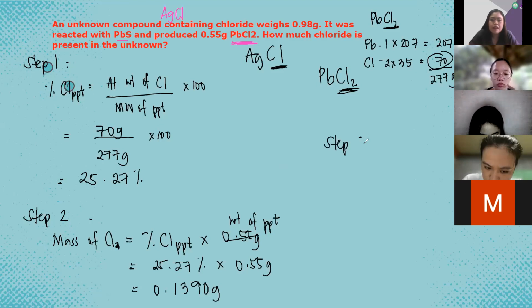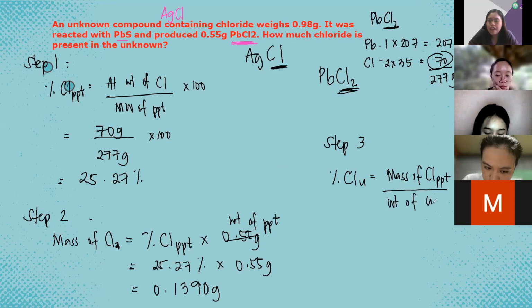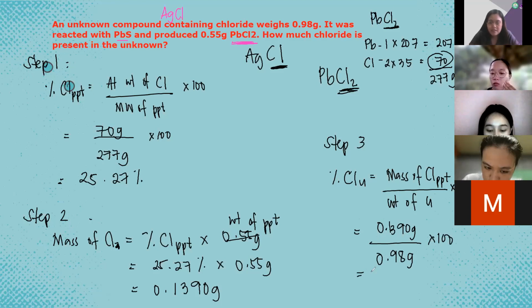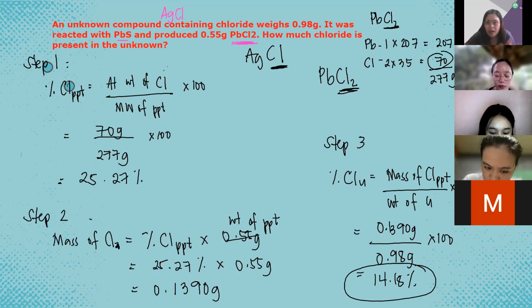Ang step 3, parehas pa rin. Percent chloride in the unknown is equal to the mass of chloride in our precipitate divided by the weight of the unknown times 100 pa rin. So, mass of chloride in the precipitate is 0.1390 grams. The unknown is 0.98 grams times 100. Let's see, 0.1390 divided by 0.98 times 100. 2 decimal places, 14.18%. So, kung nakikita niyo sa screen class, all the remaining steps are the same.